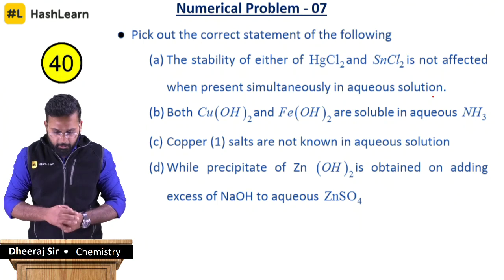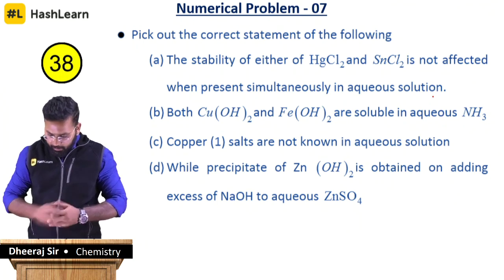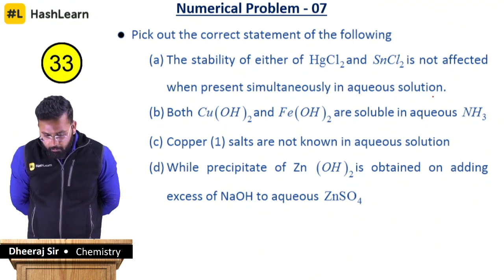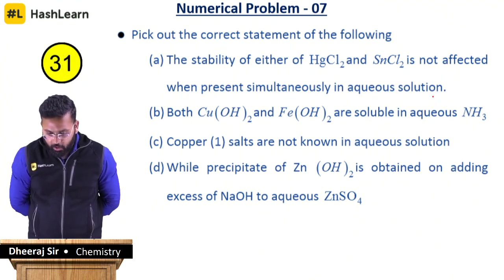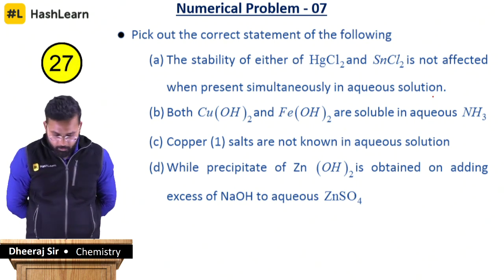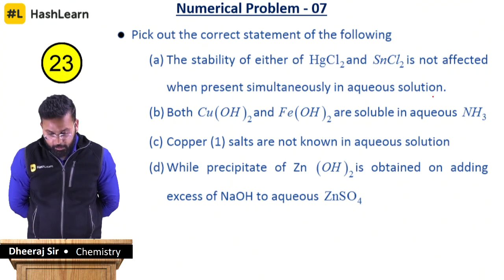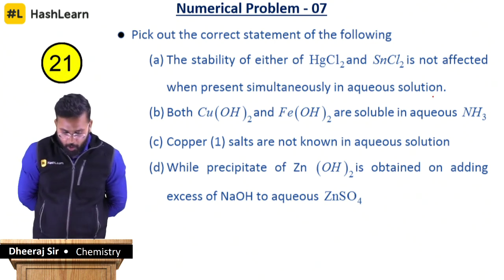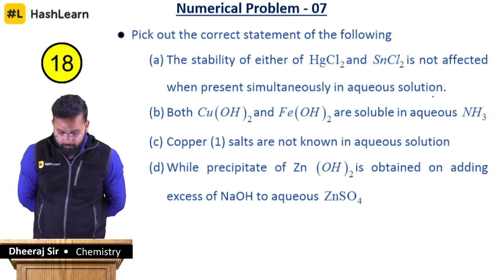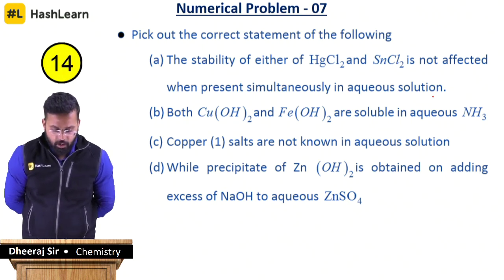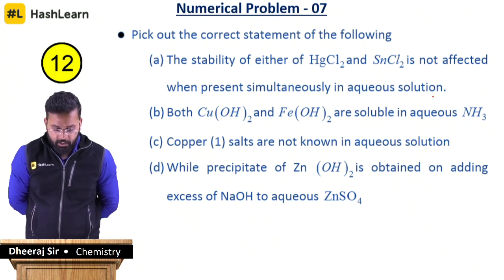Pick out the correct statement of the following. The stability of either mercuric chloride and tin chloride is not affected when present simultaneously in aqueous solution. Both Cu(OH)2 and Fe(OH)2 are soluble in aqueous NH3. Copper 1 salts are not known in aqueous solution. That is, copper 1 salts are not present. Either they dissolve, they precipitate, or they are insoluble.